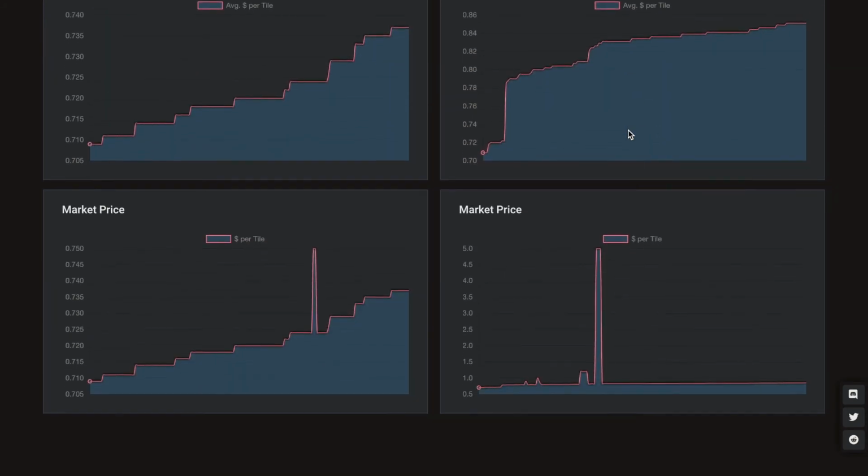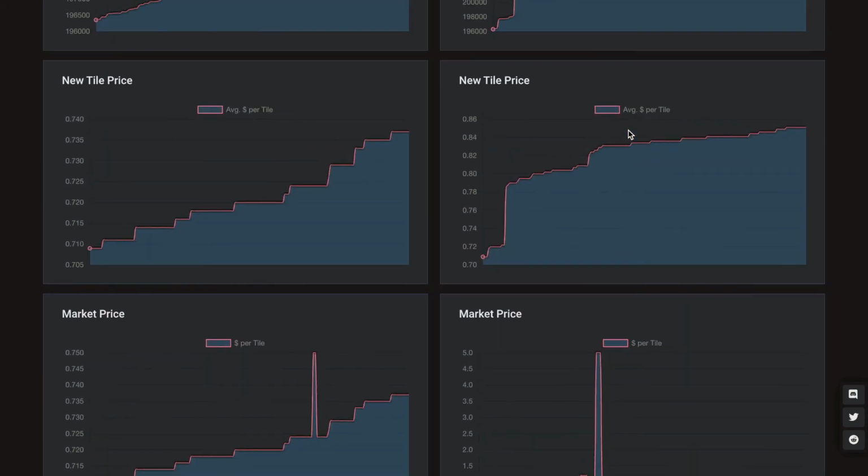You've then got new tile price. You can see how the tile price has changed over time, and once again you can see the big spikes. This might be people trying to pump up the price, or it just might be a big YouTuber sending a load of his fans to go buy land. So if you want to have a look into that, you can probably find that out and use this information to help you when buying land.